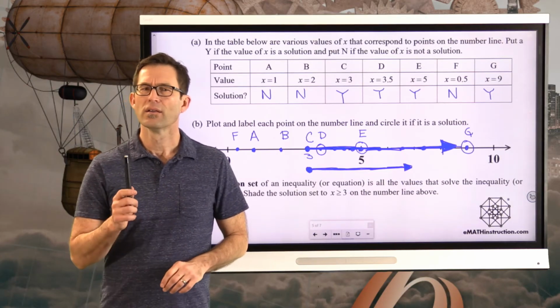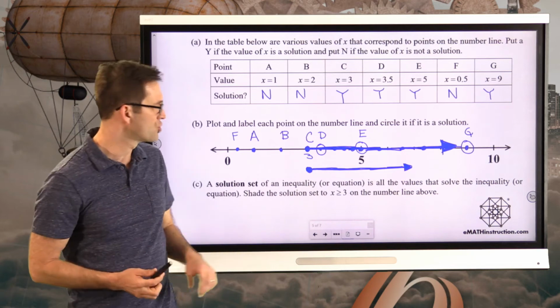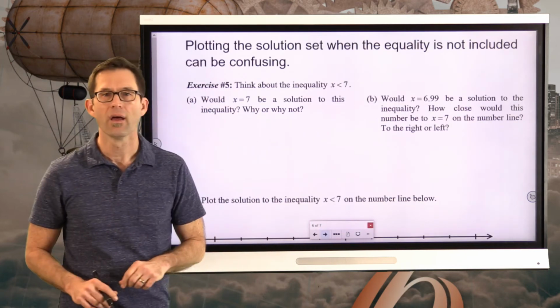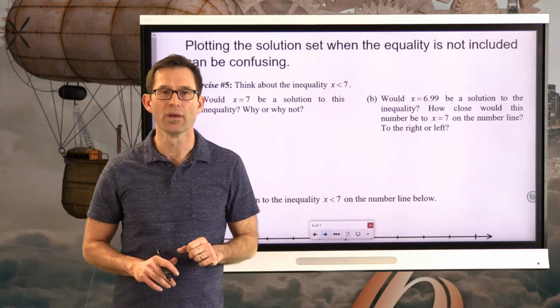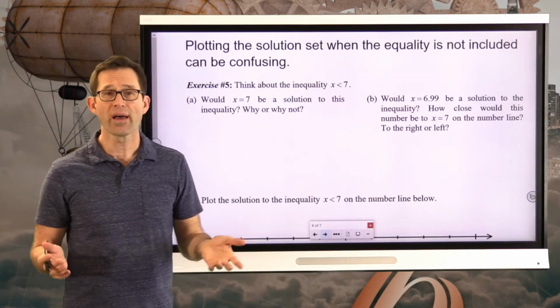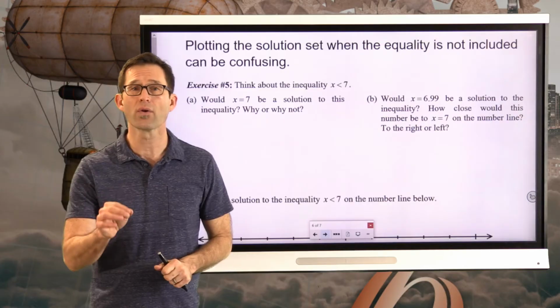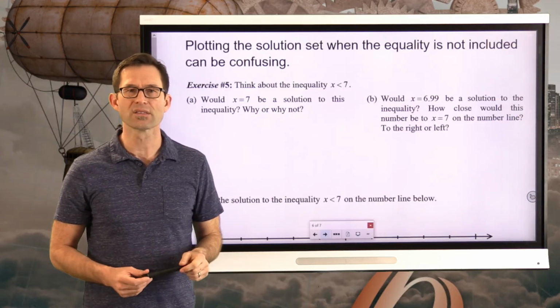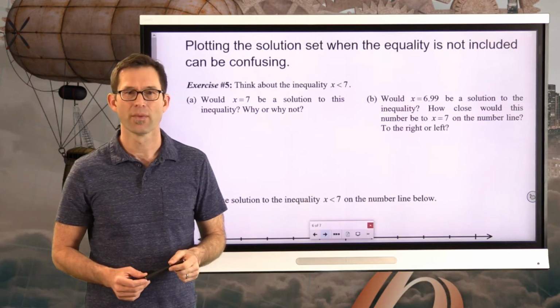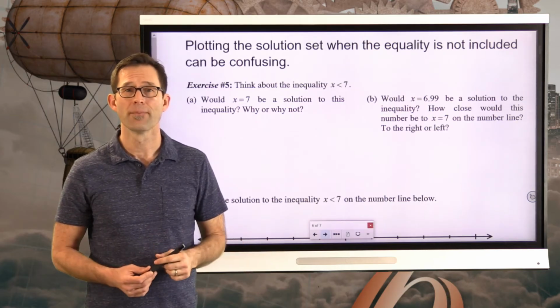All right, let's look at one last case which is a bit trickier. Plotting the solution set when the equality is not included can be confusing. So the last inequality was x greater than or equal to 3. Now I'd like to think about the inequality x is less than 7. Let's take a look at letter A.